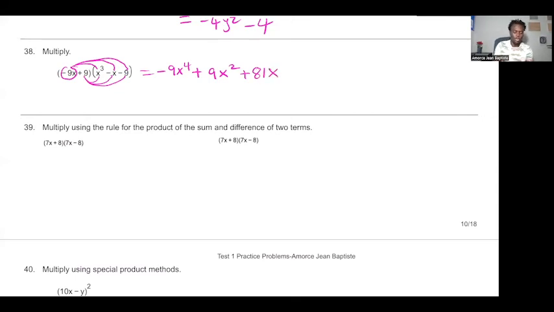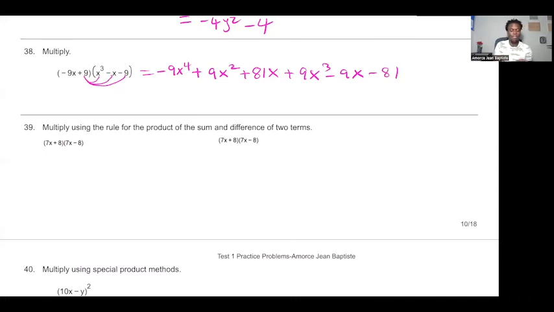Done with the first term of the binomial. It multiplies all three terms of the trinomial. Now, we want to do the same thing with the second term, 9. 9 times x to the third, that's plus 9x to the third. 9 times negative x, that's negative 9x. And 9 times negative 9 is negative 81.